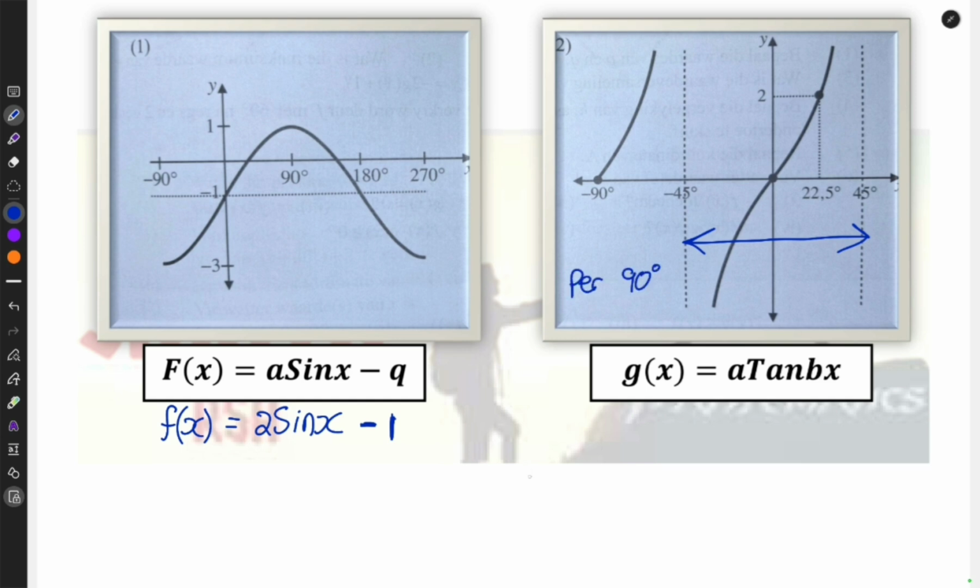Now to find the B value, I can just say B is equal to what it should have been, 180, divided by what it is now, and therefore the B value is 2. It's squashed by a factor of 2. Now the A value, that can be a bit tricky. So I'm going to show you 2 ways to do that.